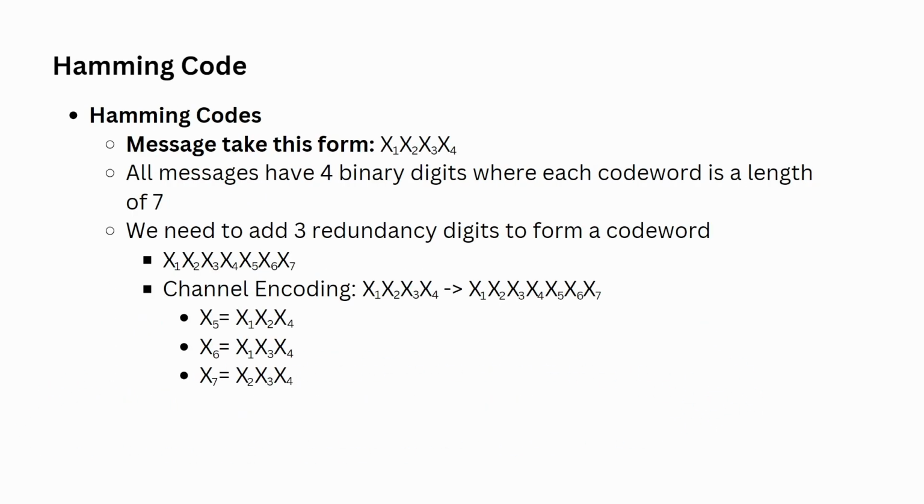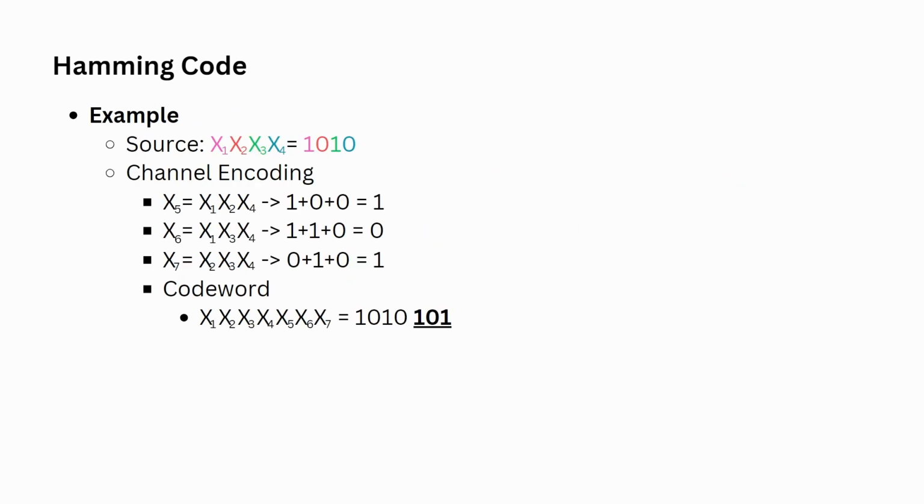Next, we have Hamming codes. These are messages that take the form of x sub 1, x sub 2, x sub 3, x sub 4. All messages have 4 binary digits where each code word has a length of 7. This means we will need to add 3 redundancy digits to form a code word. This will become x sub 1, x sub 2, x sub 3, x sub 4, x sub 5, x sub 6, x sub 7. Let's have an example.